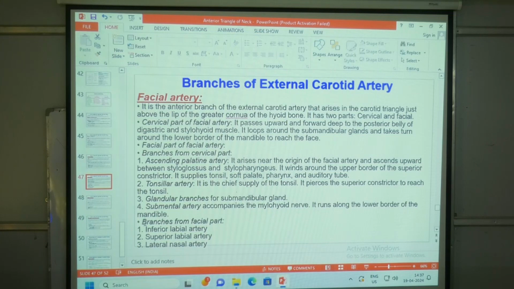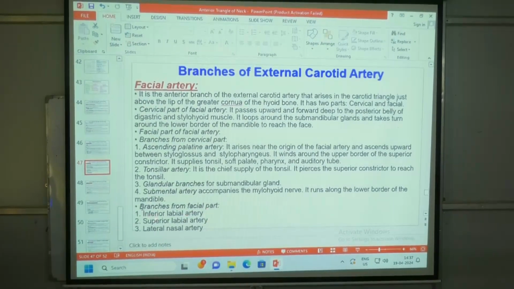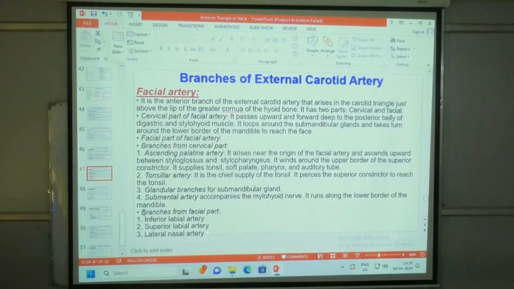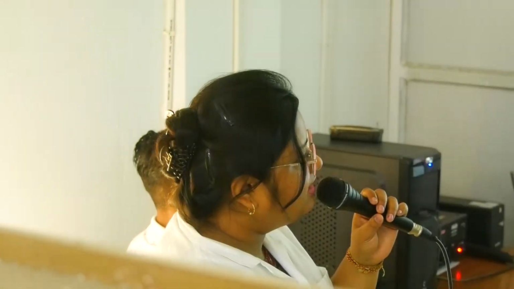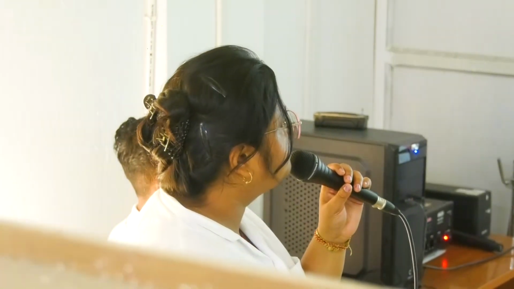Now branches from the facial artery in the face, three branches mainly: inferior labial, superior labial, supplying the upper lip and lower lip muscles, and lateral nasal artery. So these are the branches from the facial artery.